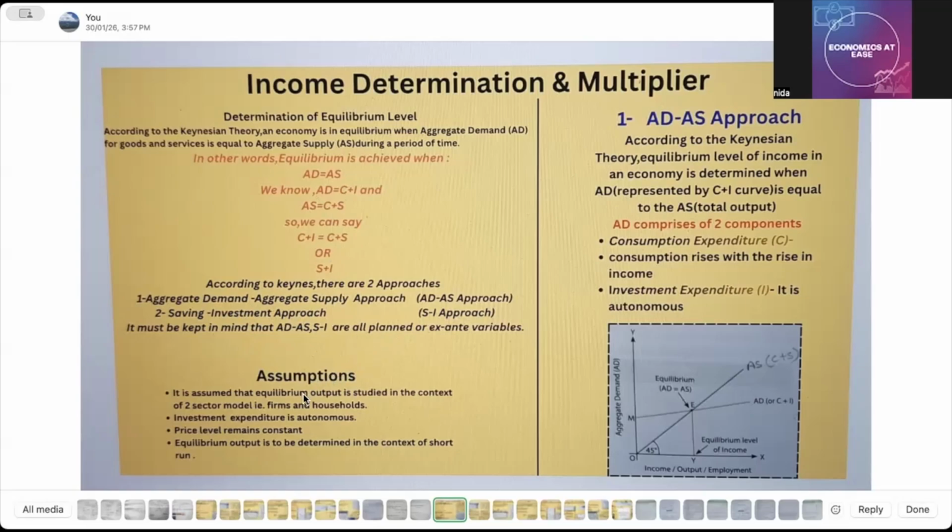Now, assumptions we have already done. You can go through it and take a screenshot. Then when it is asked about the AD-AS approach, you can also make this diagram, just like we used to make. The AS line we will draw at a 45-degree angle, and then AD, that is AD is C plus I. You have to mention that. Then AD-AS on the y axis, and on the x axis you will take income, output and employment. I hope it's quite clear now.